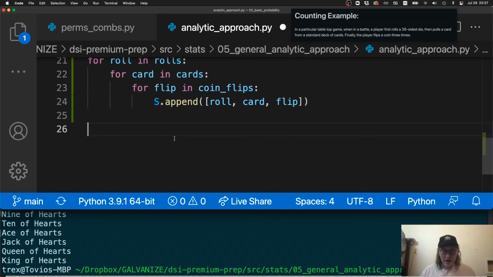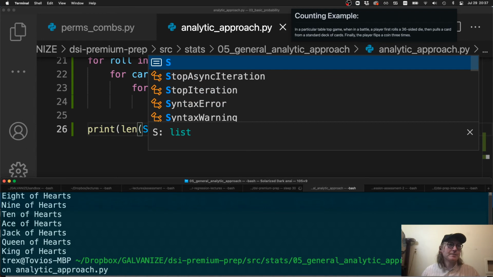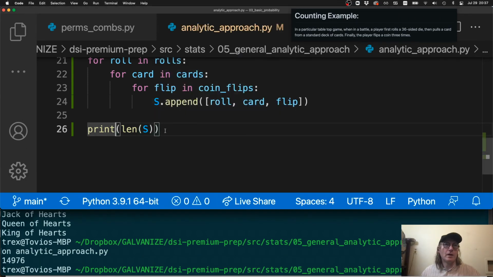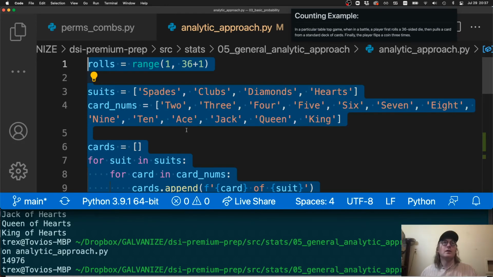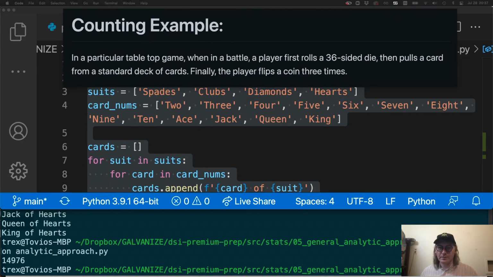How many different outcomes are there? Let's print the length of S. We can just see. I think there's going to be a lot. 14,976. And that is us synthesizing our outcomes.